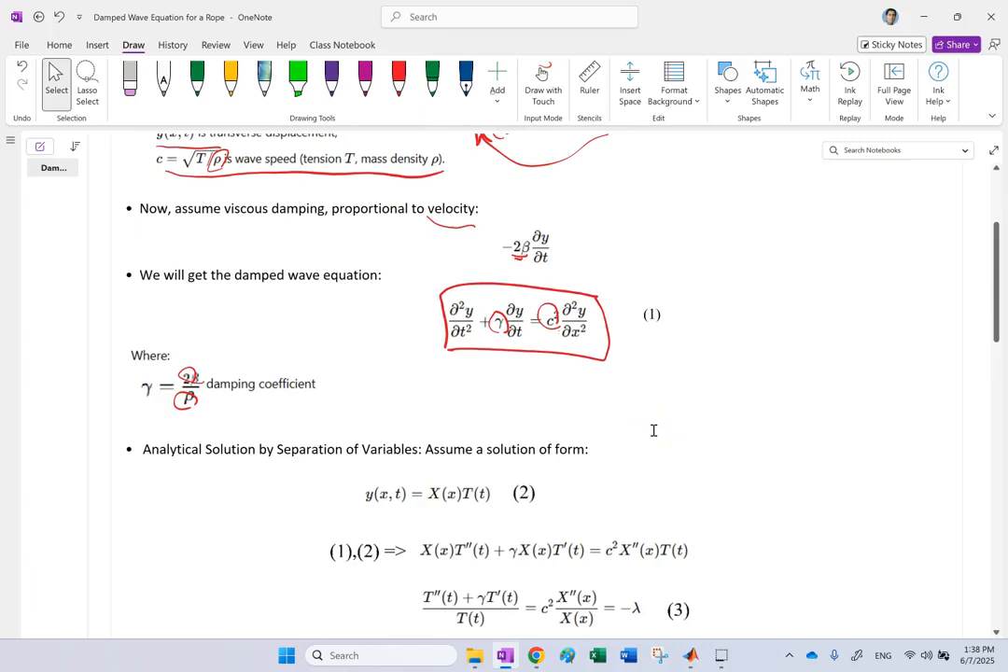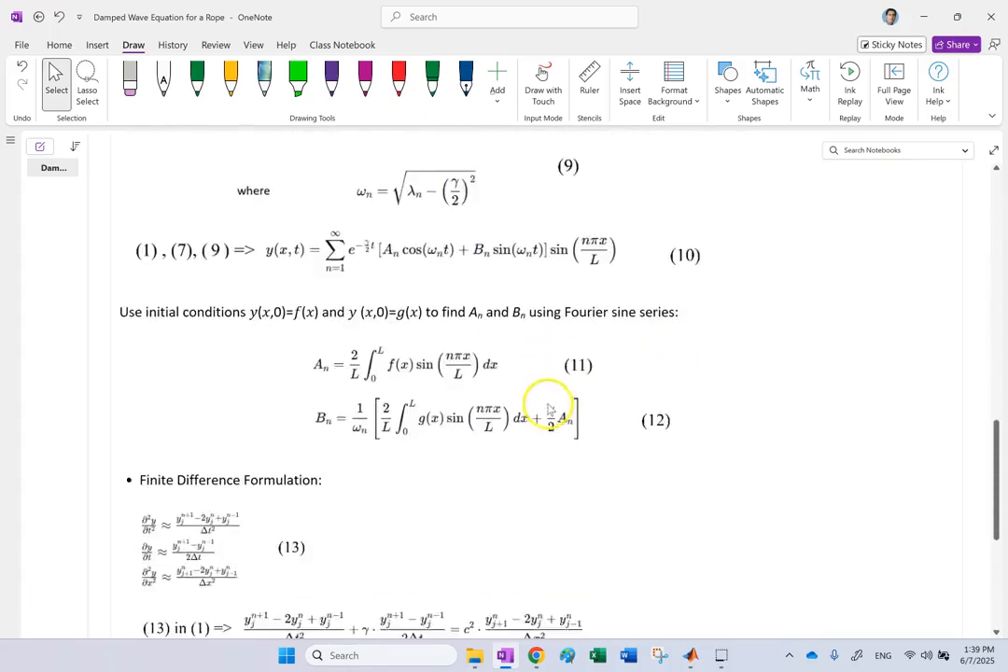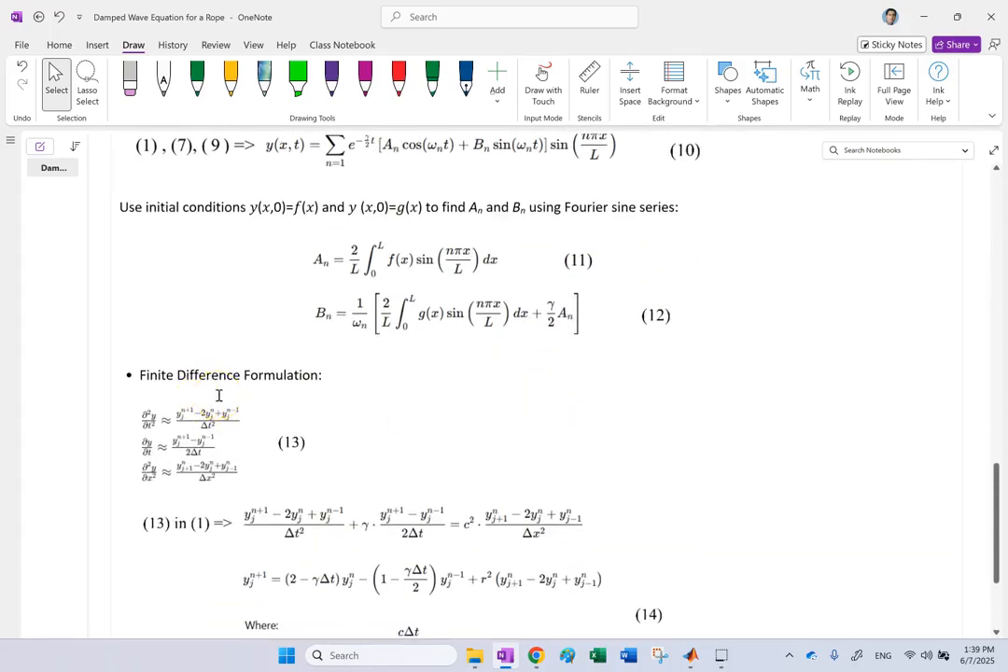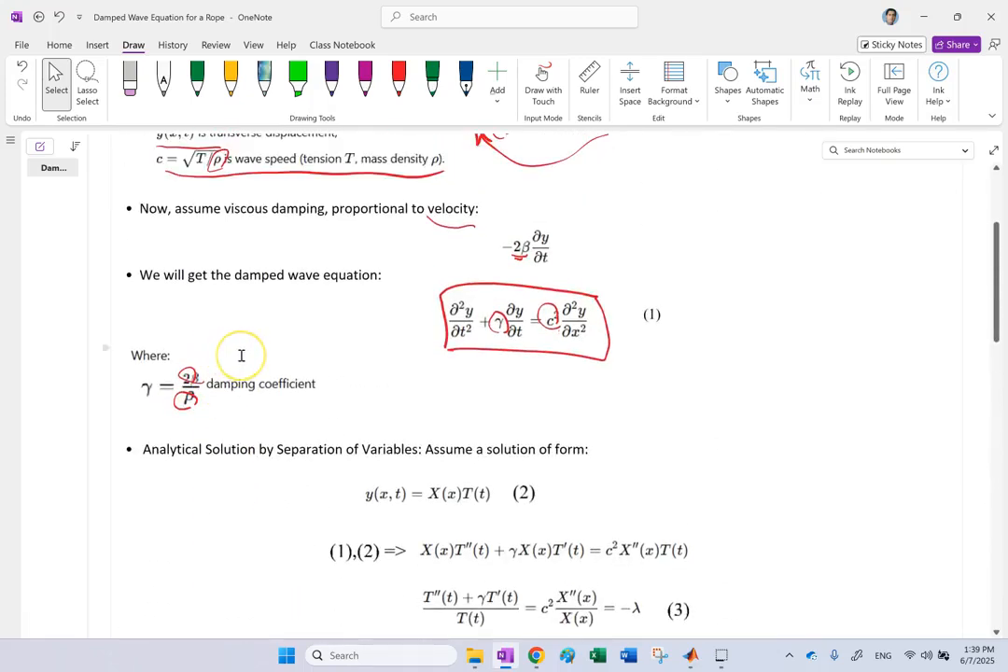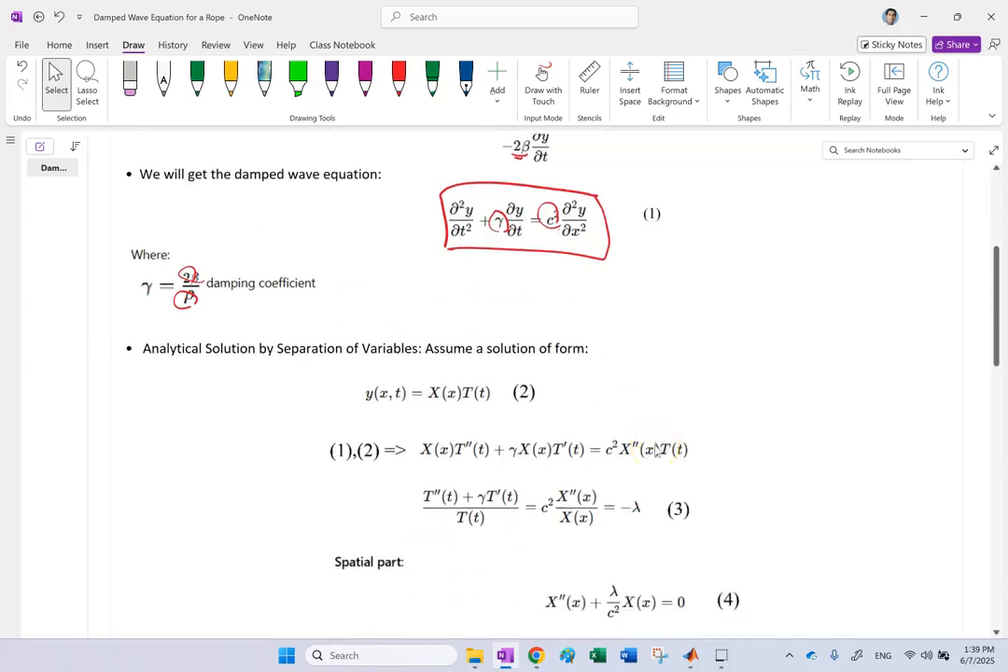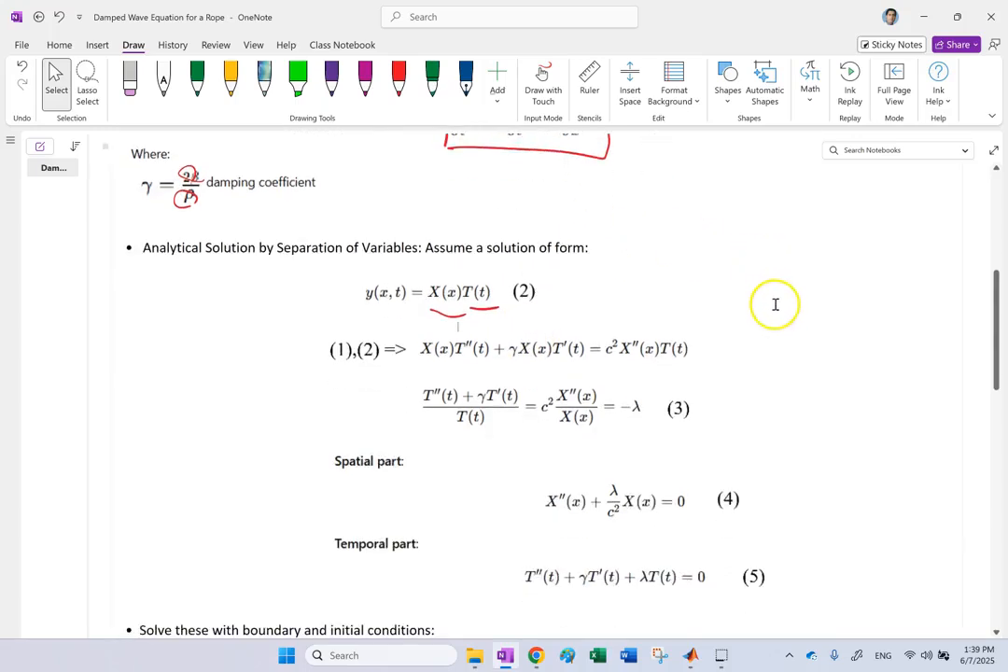There is an analytic solution by separation of variables, and there is a numerical solution, let's say, with finite difference. Or you can use finite element. Here, I want to focus on finite difference, which is easier to talk about in this video. So here we assume that the solution has two parts, a spatial part and a temporal part, X(x) and T(t). And then I plug them into the equation, and once you do that, this is going to be your equation like this, where prime means a derivative, correct?